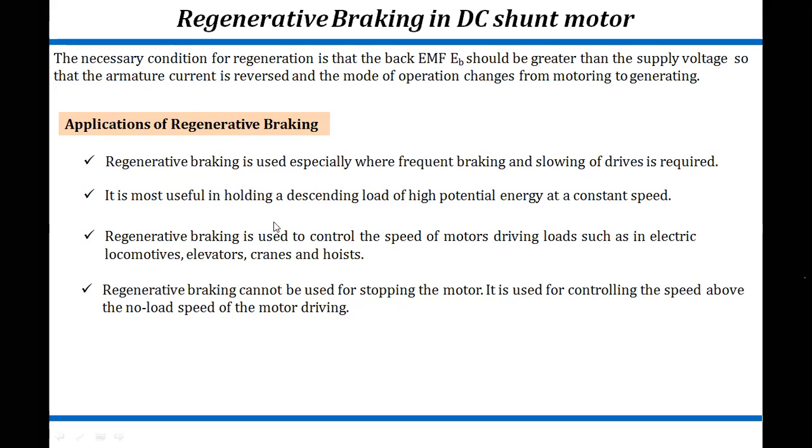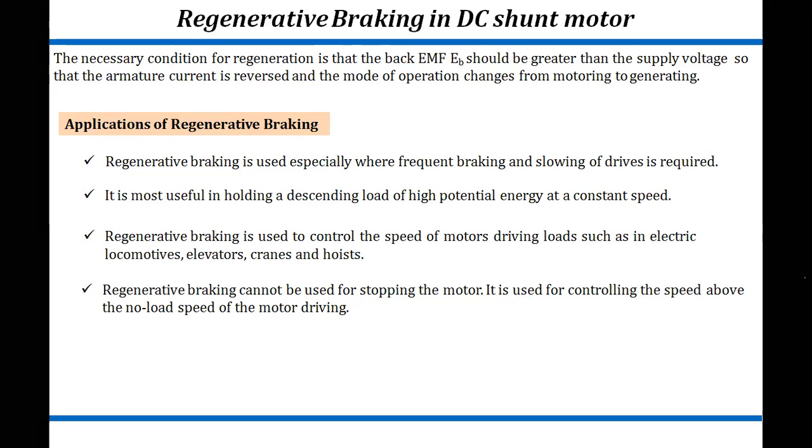So when we are supposed to use regenerative braking in the DC shunt motor, there is a necessary condition: we require the value of back EMF to be greater than the supply voltage. Second condition is that we are supposed to reverse the direction of armature current, and our third condition is that the mode of operation changes from DC motoring to DC generating.